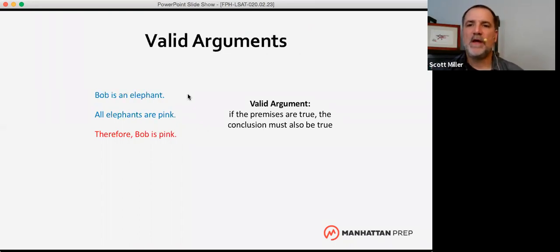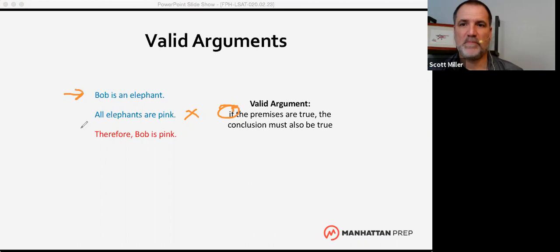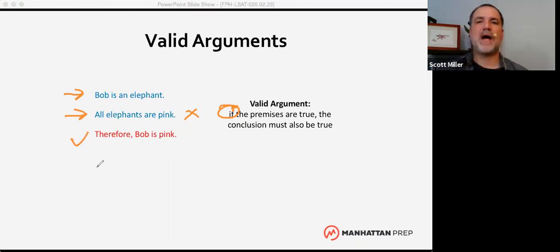let's look at this one. Bob is an elephant. All elephants are pink. Therefore, Bob is pink. Okay. Now, you might be looking at this right away and say, well, wait a minute, all elephants are pink. That's not factually true. It's not factually true that all elephants are pink. But this is still a valid argument because of the if. If it is true that Bob is an elephant, and if it is true that all elephants are pink, then yes, it must be true that Bob is pink.